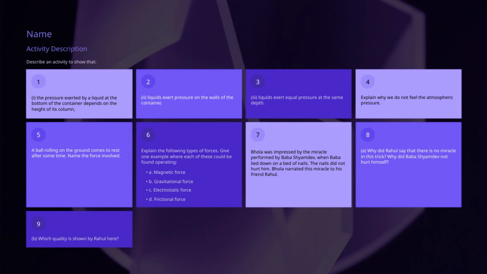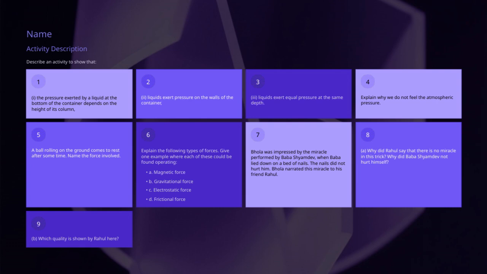Moving on, let's explain why we do not feel the atmospheric pressure. The atmosphere exerts pressure on us from all sides, but our bodies are used to it and are balanced by internal pressure. Our skin and bodily fluids help equalize this pressure, so we don't feel it consciously. Next, consider liquids exerting equal pressure at the same depth. This is a key concept in fluid mechanics. Regardless of the shape of the container, liquids at the same depth exert the same pressure. This explains why water in different shaped containers pushes equally at the same level.